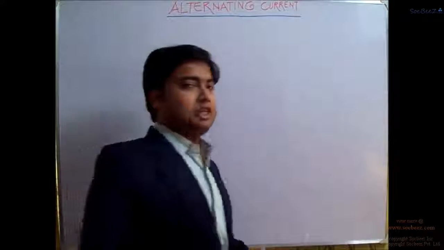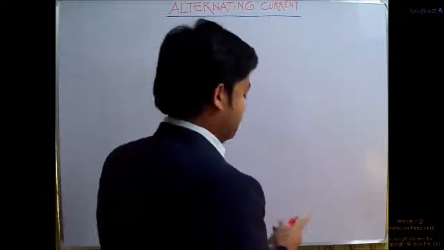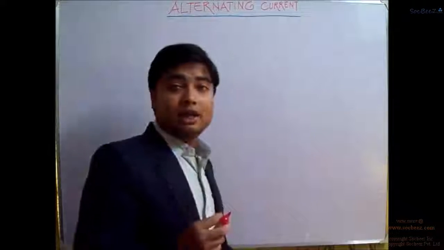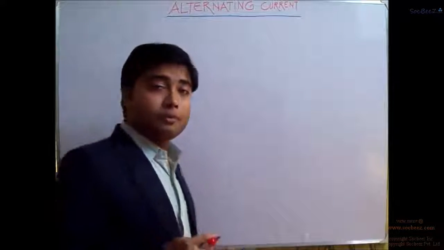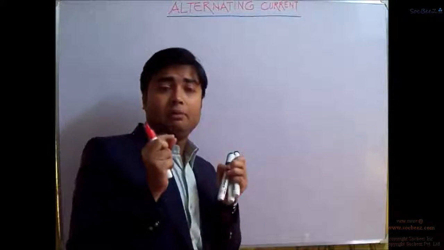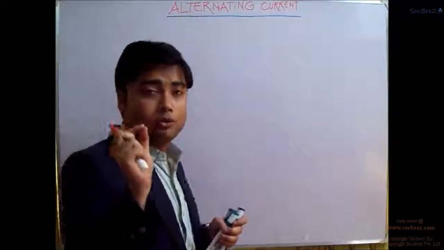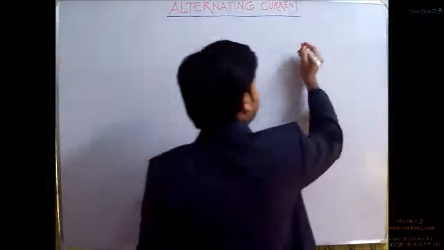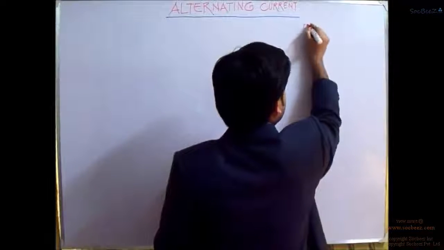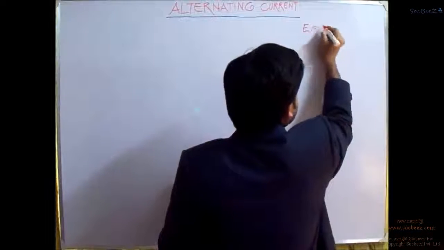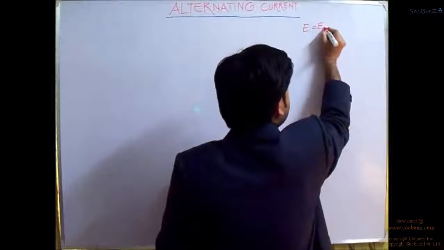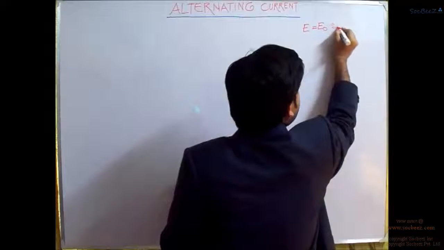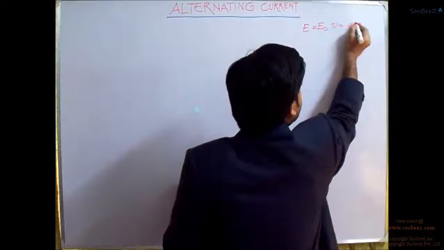So in the previous lecture we studied alternating current, and we saw the equation for the alternating EMF at a given particular point of time. The equation which came out was E equals E naught multiplied by sine of omega t, right?